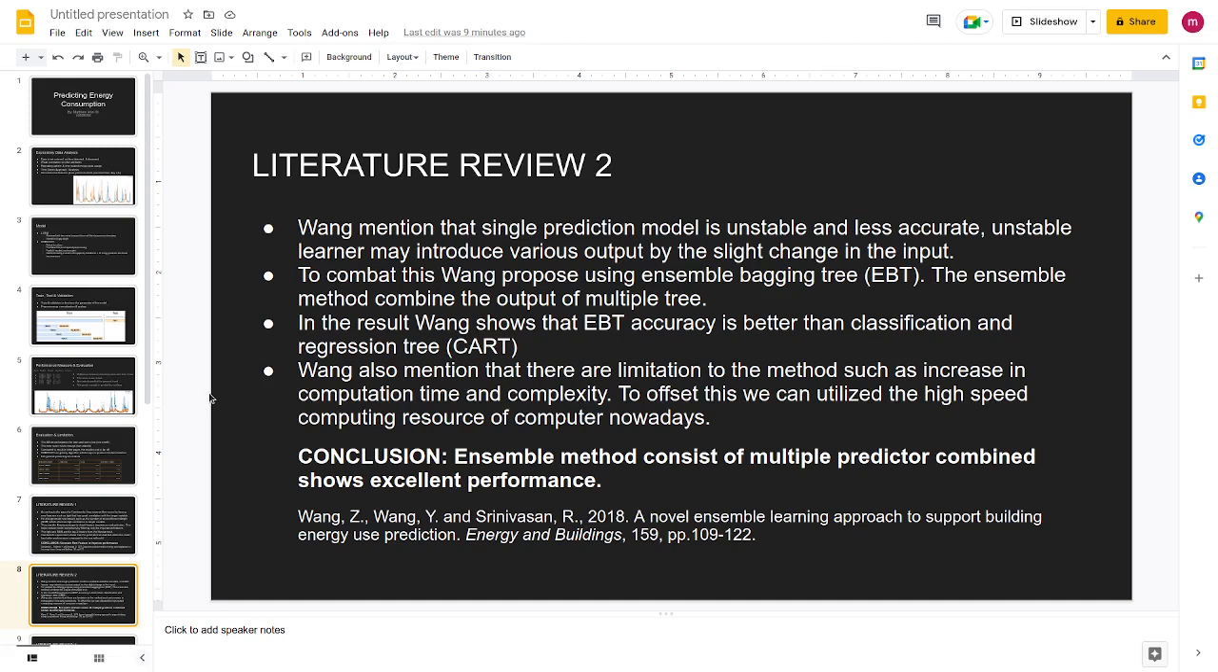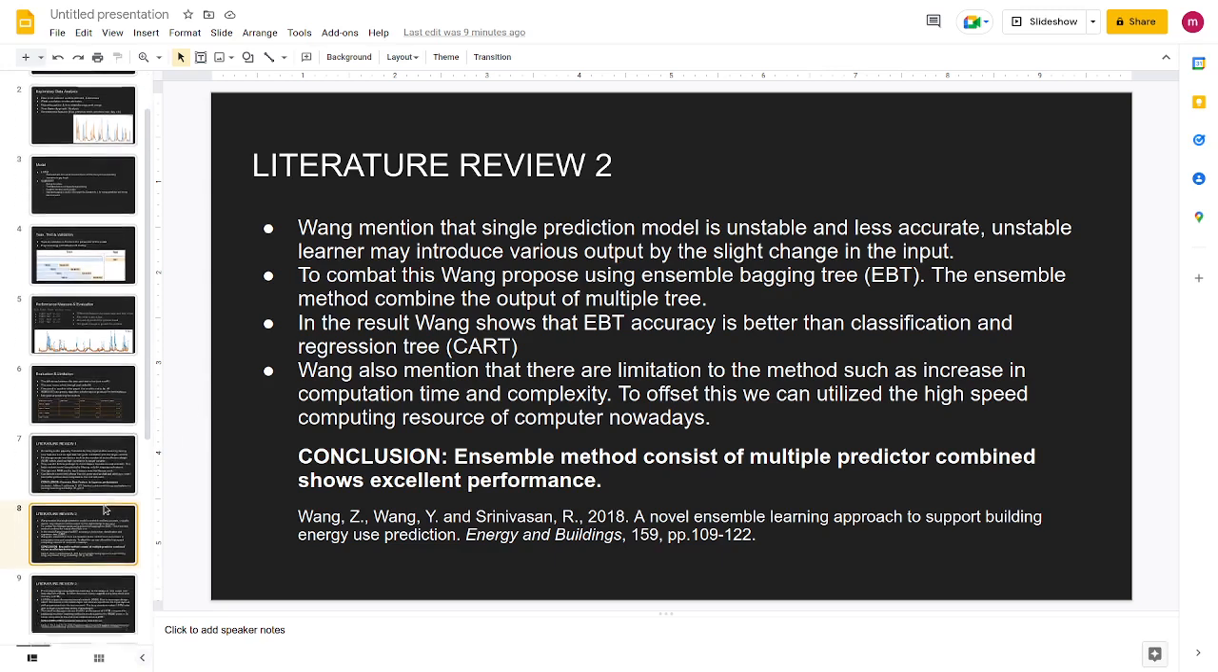To offset this, we can utilize the high-speed computing resources of computers nowadays. So the conclusion is that the ensemble method, which consists of multiple predictors combined, showed excellent performance.